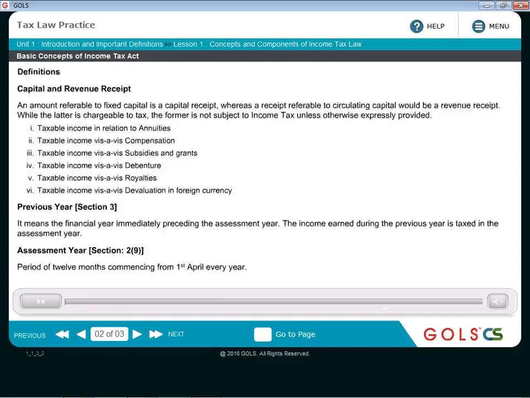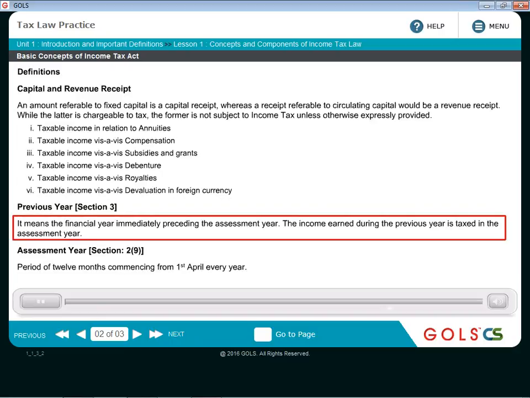Let us continue with some other definitions. Definition of previous year. Now section 3 defines the previous year. As per this section, the financial year immediately preceding the assessment year is nothing but the previous year. In short, whenever a person is generating income, that particular year would be treated as a previous year. For example, when a person is generating income from 1st April 2015 to 31st March 2016, this year, that is 2015-2016, would be considered as the previous year in which the person has generated the income.